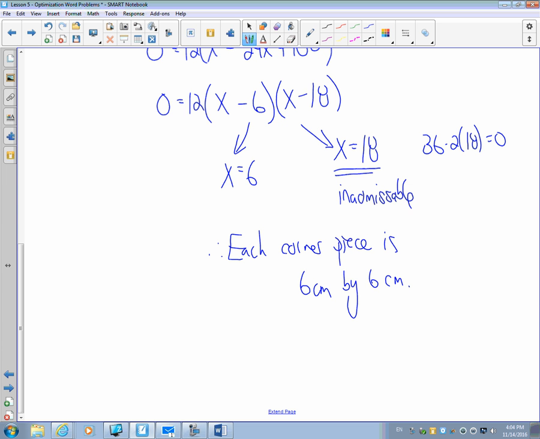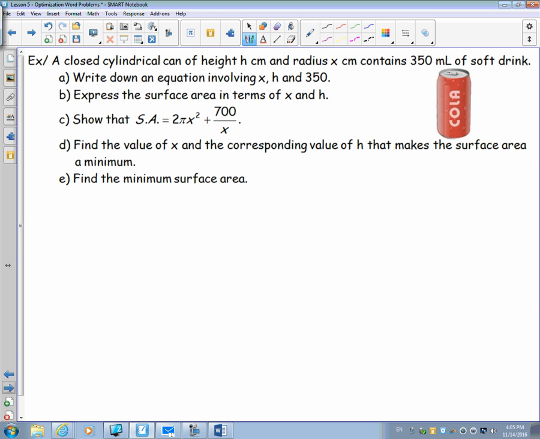Okay, that's again an idea of how we can use calculus to optimize a situation involving a three-dimensional shape. We're only going to deal with rectangular prisms and cylinders. Only two shapes you guys have to worry about. Okay, so we did a rectangular prism. Let's try ourselves a cylinder.